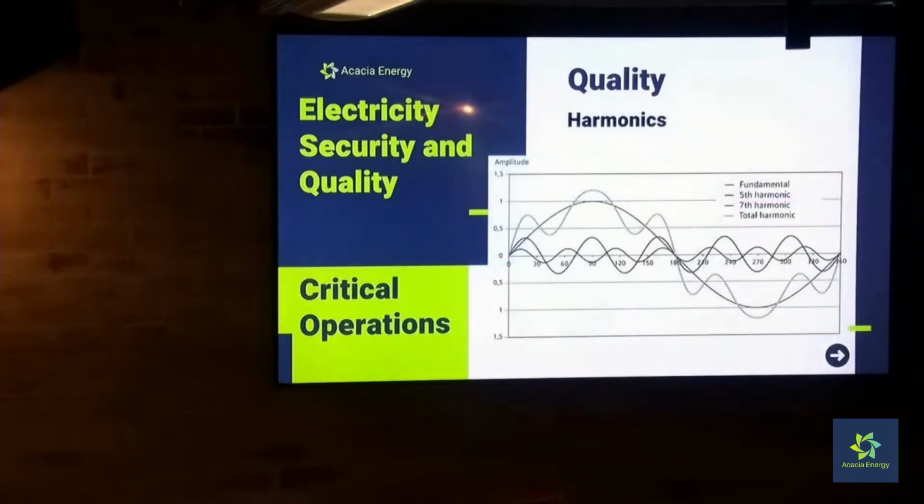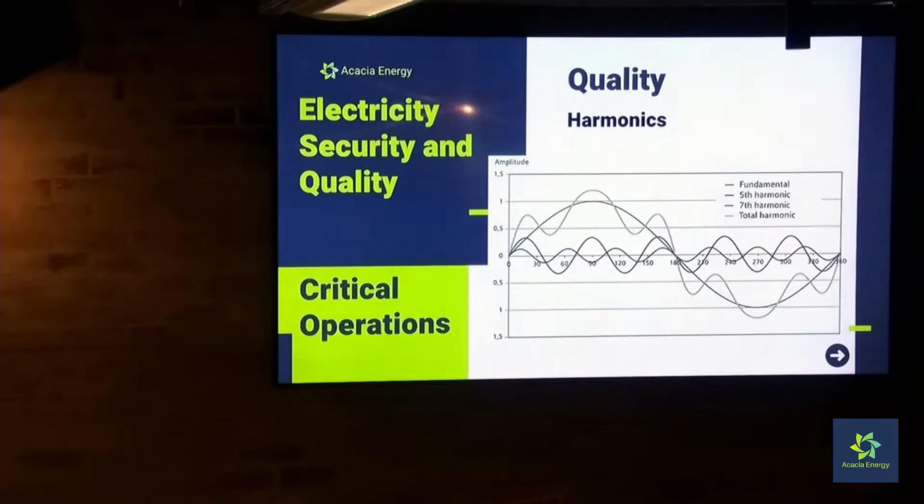First up, we've got harmonics here. Now this is going to get a little bit technical, but what we can see on this graph is our green wave is our fundamental harmonic. That's our 50 Hz sine wave that we receive from the grid, and that's perfect. That's what we want to see. In our red and our blue, we see harmonic waves. These are the 5th and the 7th harmonic, which is 5 times 50 Hz and 7 times 50 Hz, so 250 and 350 Hz respectively.